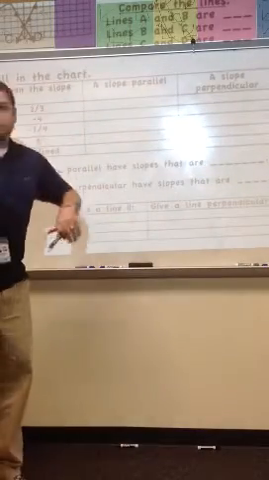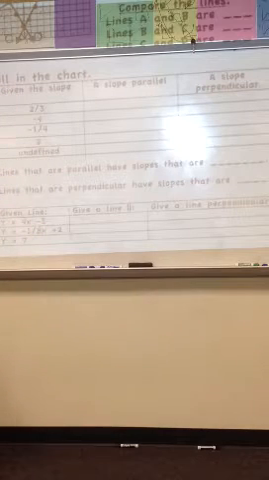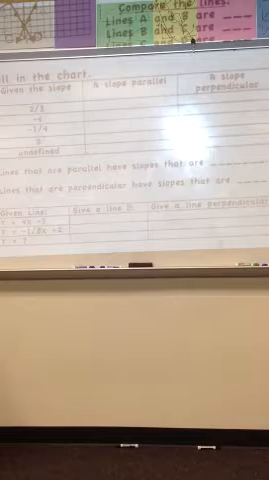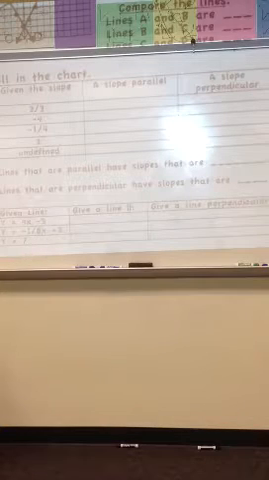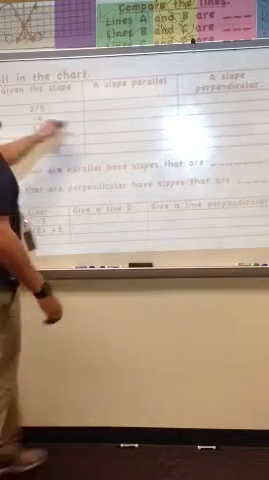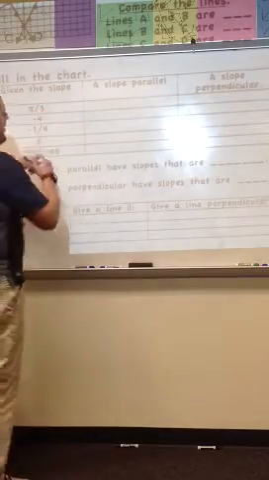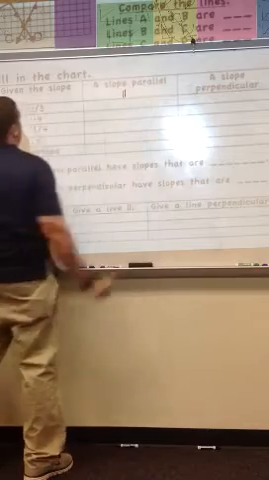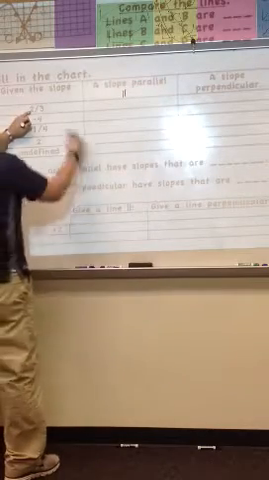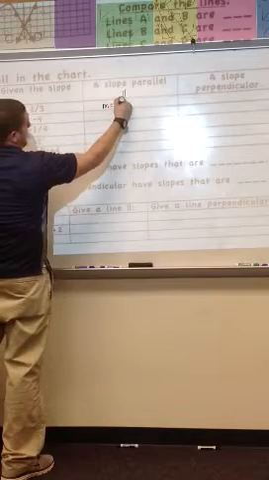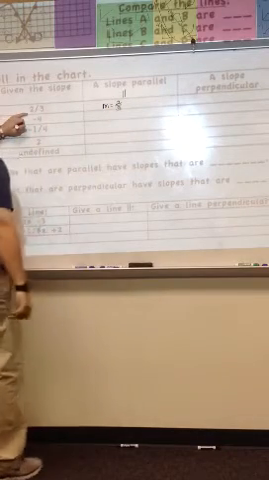Alright, so what we're going to do is look at that box and find slopes that are parallel to the given slope, and find one that's perpendicular. So, again, a parallel slope, and this is the symbol for parallel, is the same slope. So here, if you're given 2/3, a parallel slope would be m equals 2/3.